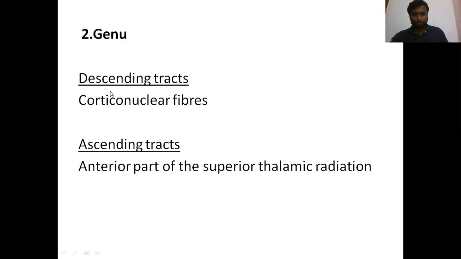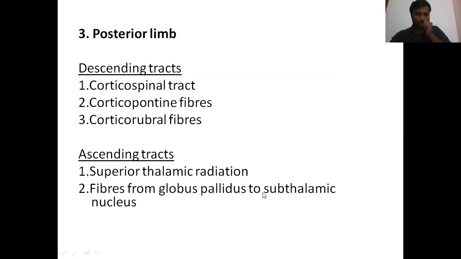So the fibers passing through the genu are of two types. That is also clear. Descending fibers: corticonuclear, from the cerebral cortex to the nuclei of the cranial nerves. Then ascending, upward running: the anterior part of the superior thalamic radiation.